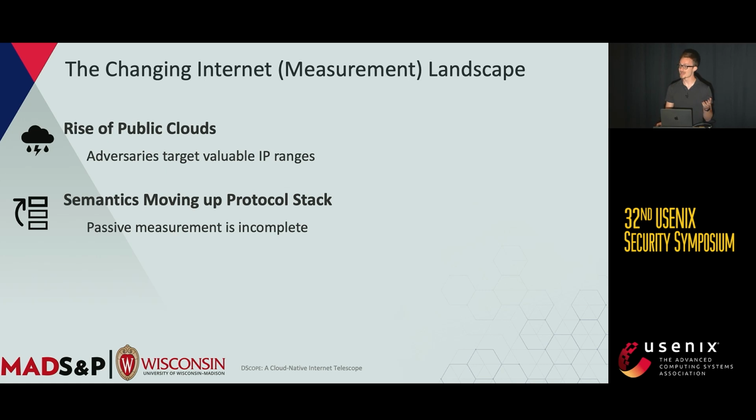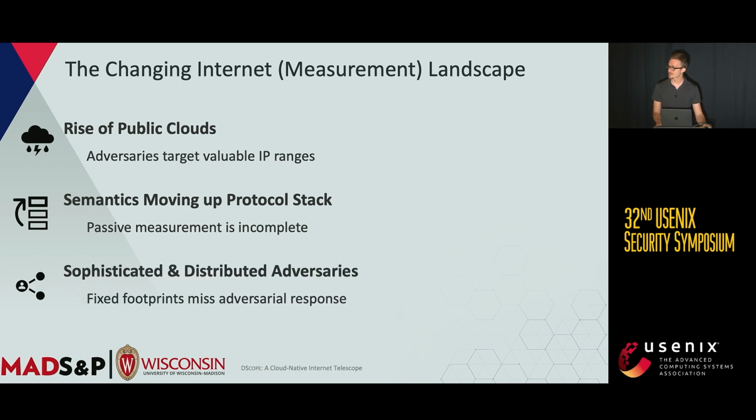Case in point, many protocols now sit on top of HTTP. And so, simply seeing network and transport level data like IPs and ports is not sufficient to understand adversarial intent. And third, adversaries are becoming more sophisticated and distributed. They can identify where telescopes and other detectors exist and avoid them, frustrating detection.